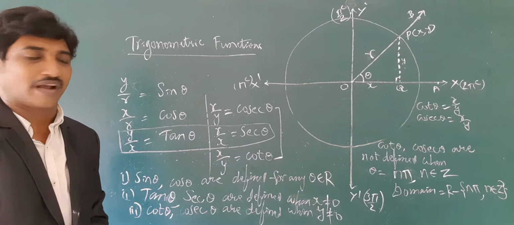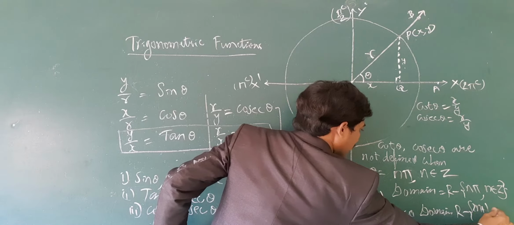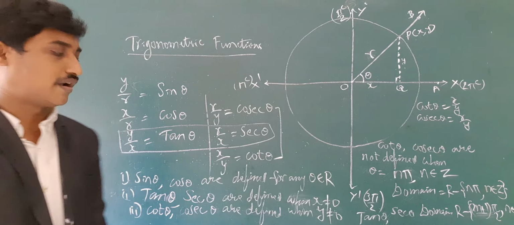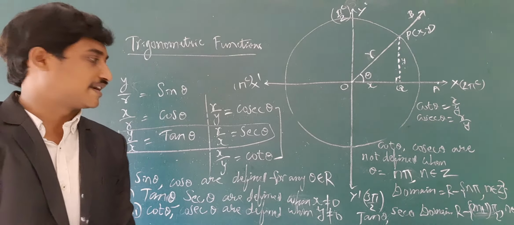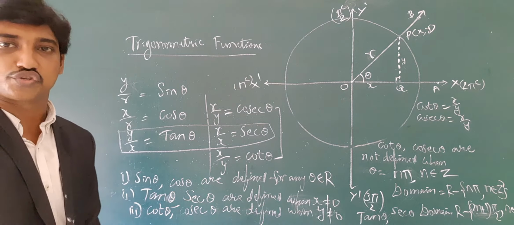Sin theta domain is R. Cos theta domain is R, real numbers. Tan theta and secant theta domain is R minus (2n plus 1) pi by 2, where n belongs to Z. It is the domain of tan theta and secant theta. Cot theta and cosecant theta domain is R minus n pi, n belongs to Z.